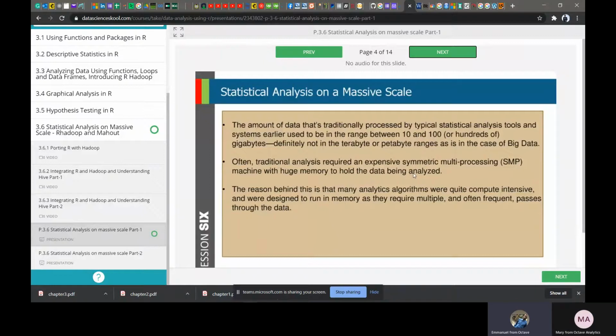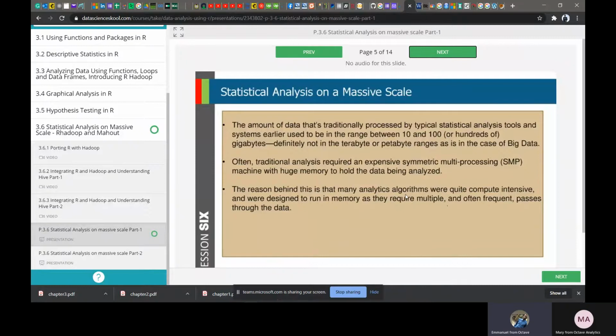So they run on files equivalent to the memory available on the machine. So if I have a memory on my machine of just, let's say, 100 gigabytes, I can't run on files that are bigger than the memory of my machine. So that's the limitation. The reason behind this is that many analytical algorithms were quite compute intensive and were designed to run in memory, as I've explained, as they require multiple and often frequent passes through the data.